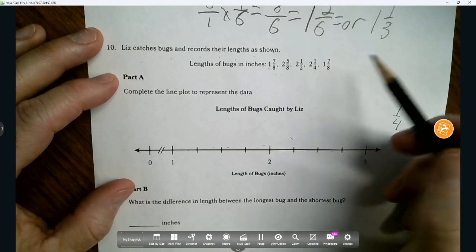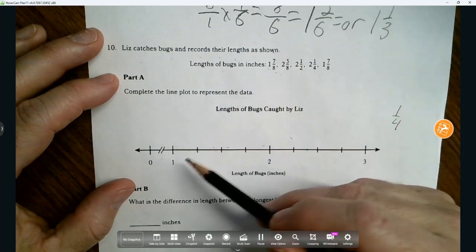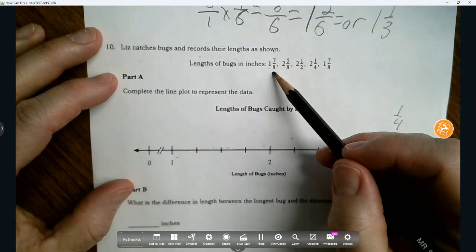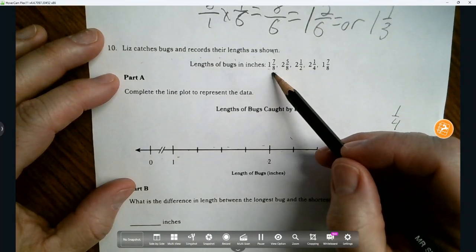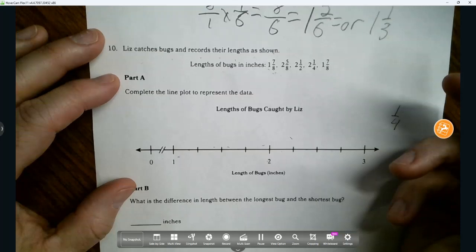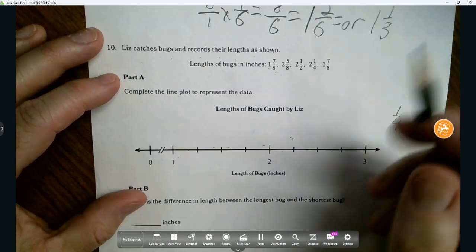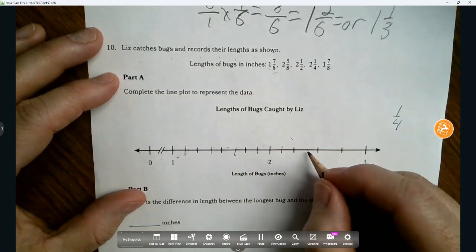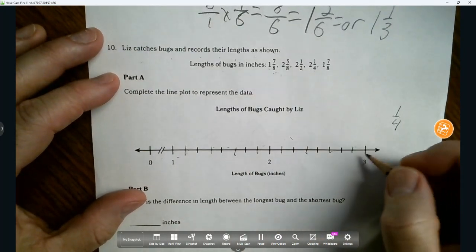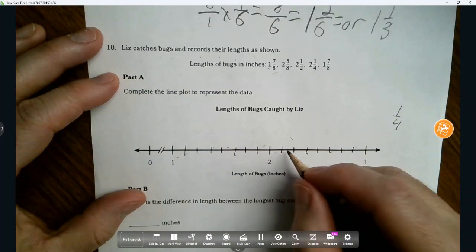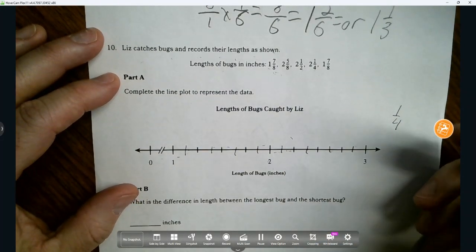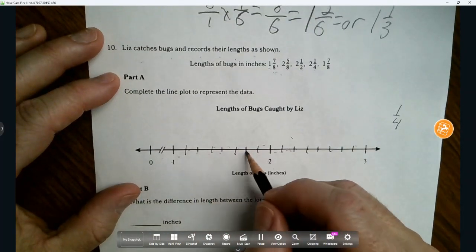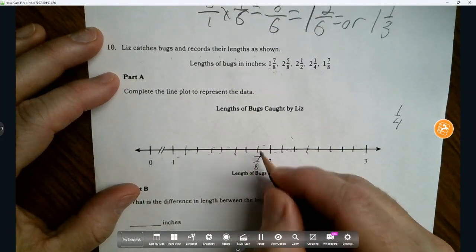Okay? So let's look at the first one. 1 and 7/8. So here's 1. And then we need to find, well, this is eighths, but we wanted fourths. So what do we got to do? Well, let's put eighths in. If it's fourths, we divide 4 by 2, we get eighths. So what we got to do is divide the 4 into 2 pieces. And that shows you right there, right? So 1 and 7/8. So 1, 2, 3, 4, 5, 6, 7 eighths is right there. So we'll put an X right there.